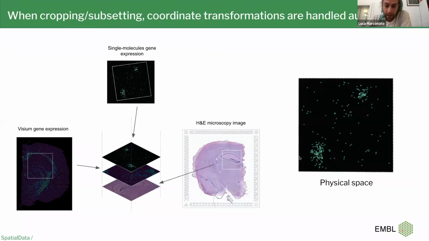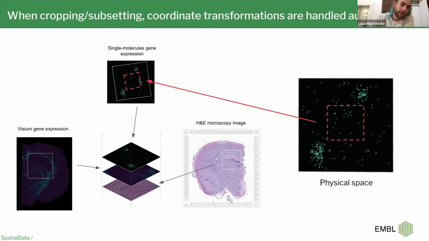Alignment in space also allows you to do cropping operations. So you can have a large data set, but maybe you want to show a plot to a collaborator of just a small subset. You can select a region in the physical space, and the method will crop each layer in the original space for you.